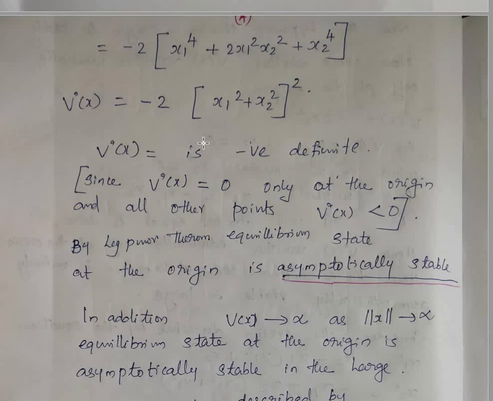So we selected V of x as positive definite and we got V dash of x as a negative definite function. Hence we can say that the equilibrium state at the origin is asymptotically stable.